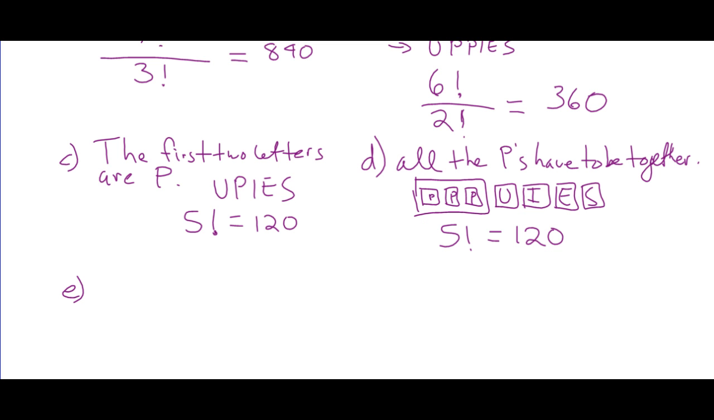What if the first letter is a P and the next one is not a P?